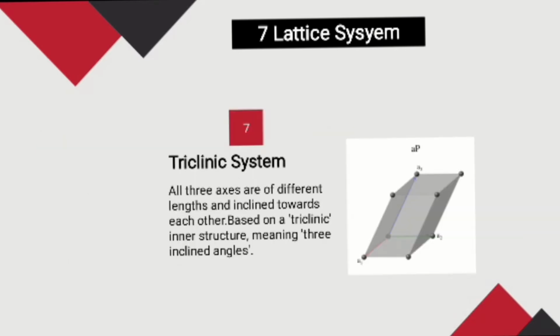And the last one is the triclinic system. All three axes are of different lengths and inclined toward each other, based on a triclinic inner structure, meaning three inclined angles. So these seven crystal systems are a system for categorizing crystals based on their atomic lattice or structure. The atomic lattice is a three-dimensional network of atoms that are arranged in a symmetrical pattern.